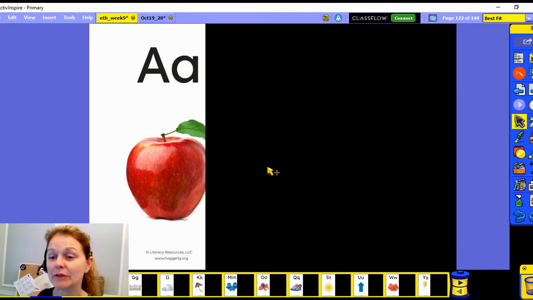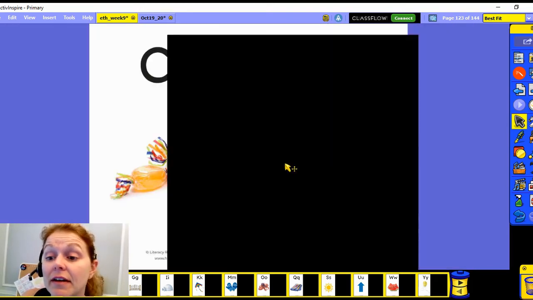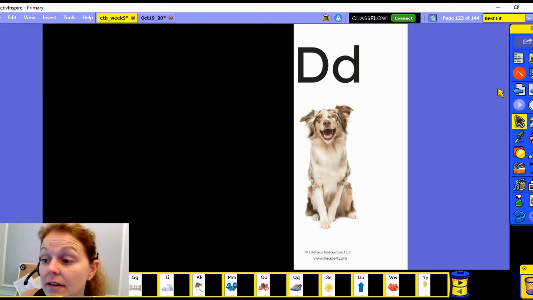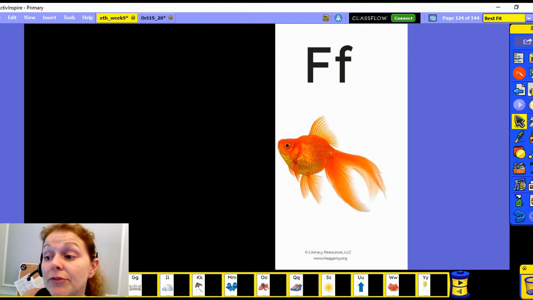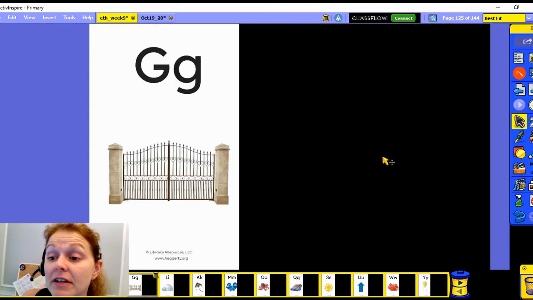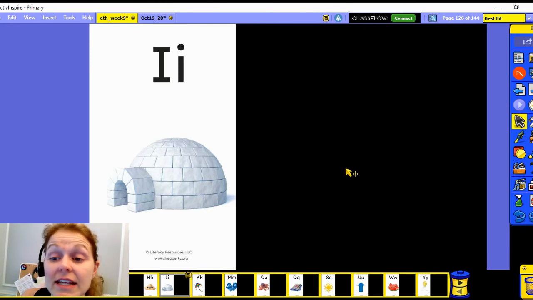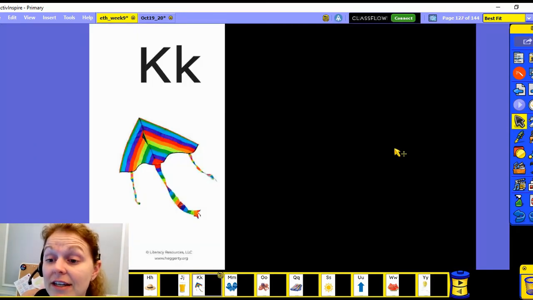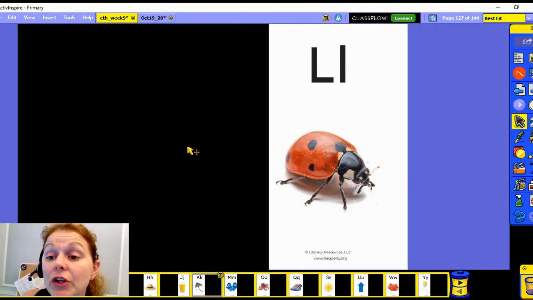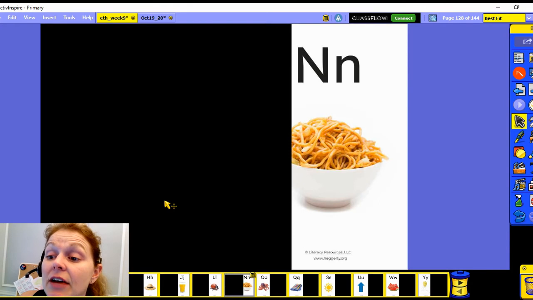All right, let's practice our letters and sounds. Letter is A, sound is A. Letter is B, sound is B. Letter is C, sound is K. Letter is D, sound is D. Letter is E, sound is E. Letter is F, sound is F. Letter is G, sound is G. Letter is H, sound is H. Letter is I, sound is I. Letter is J, sound is J. Letter is K, sound is K. Letter is L, sound is L. Letter is M, sound is M. Letter is N, sound is N.